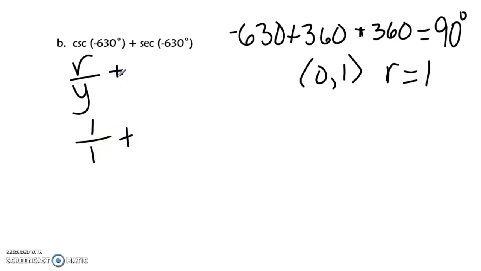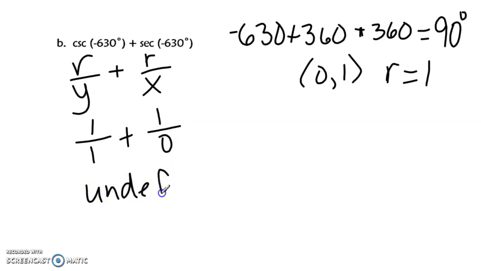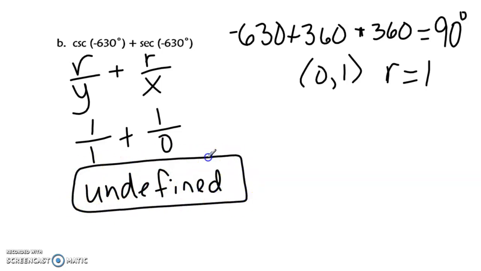Secant's the reciprocal of cosine, it's going to be r over x, and r is 1, x is 0. Can we take 1 divided by 0? No, so this is an undefined expression. We cannot evaluate that. We can evaluate 1 over 1, but we cannot evaluate 1 over 0, so the whole expression is undefined.